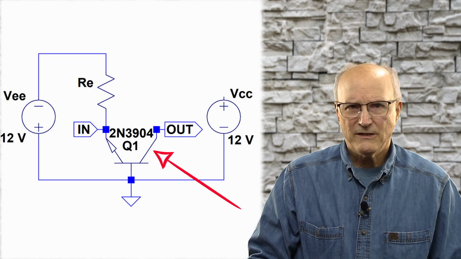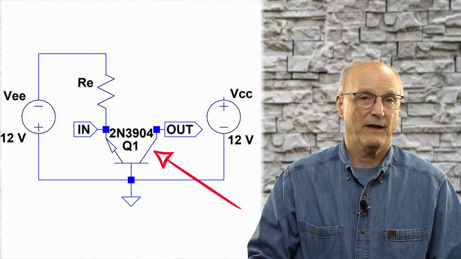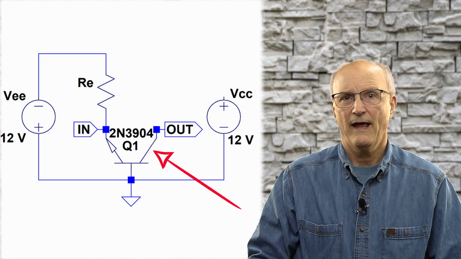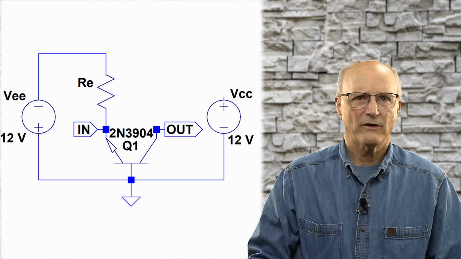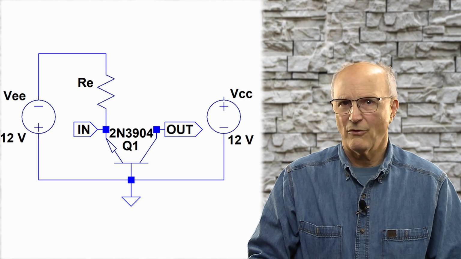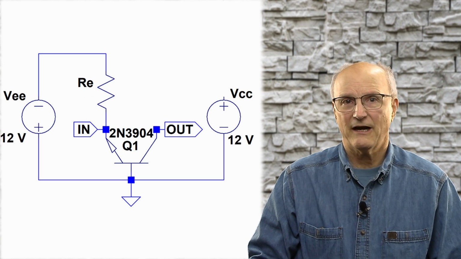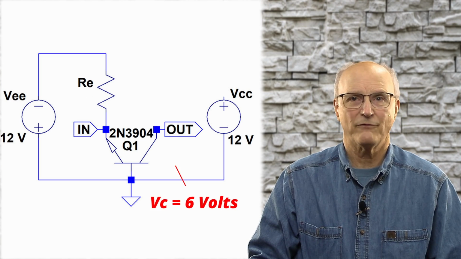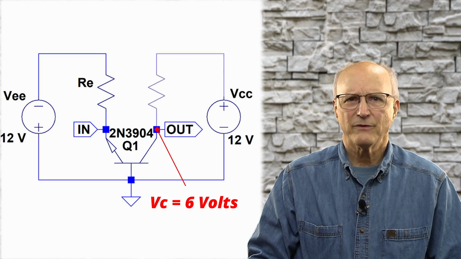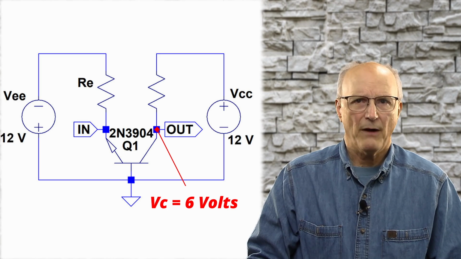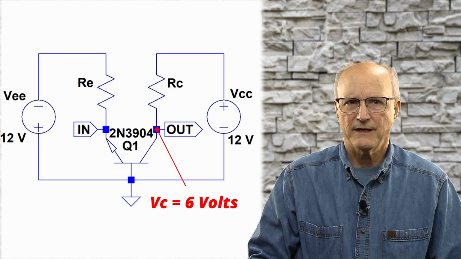The collector base junction has to be reverse biased, which means the collector has to be at a higher voltage than the base, and the base is at ground potential. Furthermore, we are shooting for the active or linear mode of operation. So we want the voltage at the collector to sit at half of the positive power supply voltage, or 6 volts. We will do this by putting a resistor between the collector and the positive power supply. We will call this resistor RC.